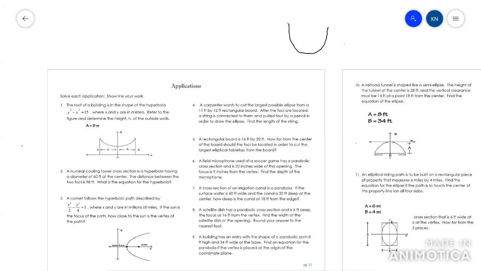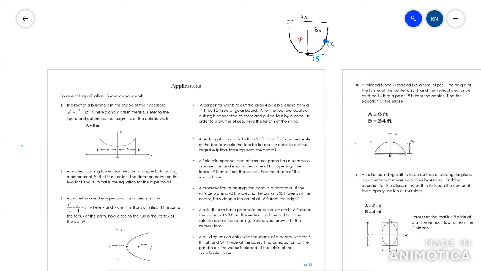If the surface water is 40 feet wide, so again, they're giving us this entire thing of 40 feet, which means from center, it's 20 feet. They also tell me the canal is 20 feet deep at center. So from center, this red line, they're telling you is 20 feet deep. And they want to know how deep is the canal 18 feet from the edge. So imagine, let me do it in blue, somewhere right here. They call 18 feet from the edge.